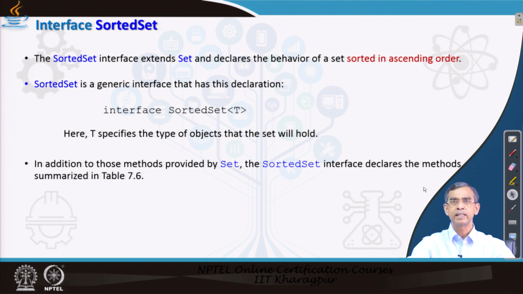Usually the sorted set is more meaningful for data like integer, float or string, but for other user defined data types like book or student, it is not meaningful unless you define it to be meaningful from the sorting point of view.